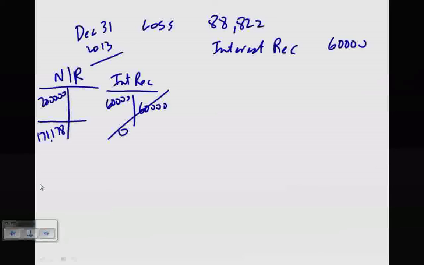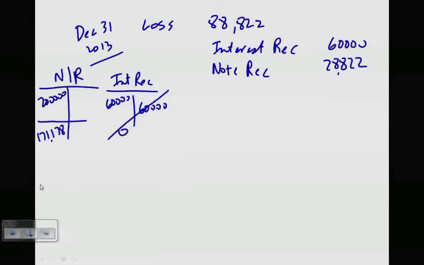So note receivable, 28,822. Now, here's the big part that makes this one really tough. Remember, this note receivable in 3 years, how much are we going to receive from the debtor if everything goes according to plan? Well, $200,000. So when we amortize this, we're going to have to get up to $200,000.